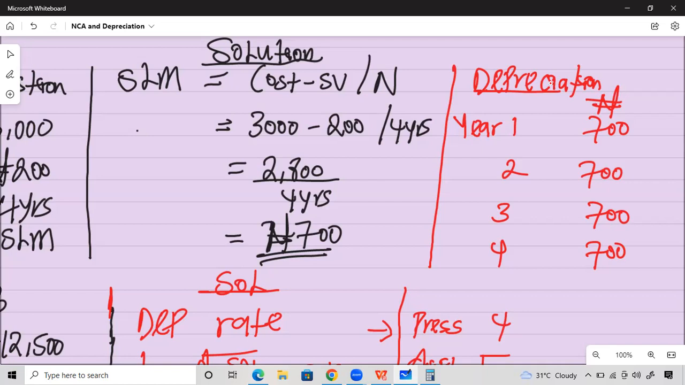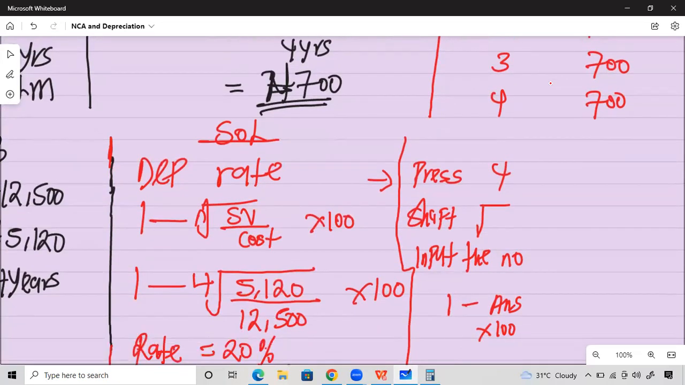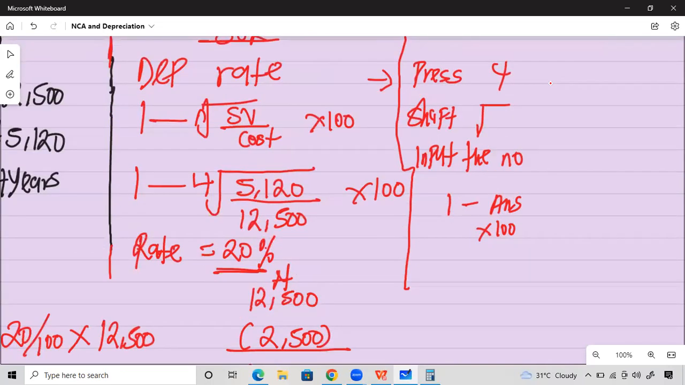But under reducing balance, and the other one that we are still going to look at, the depreciation will not be the same. It will change as we are moving. It will change.